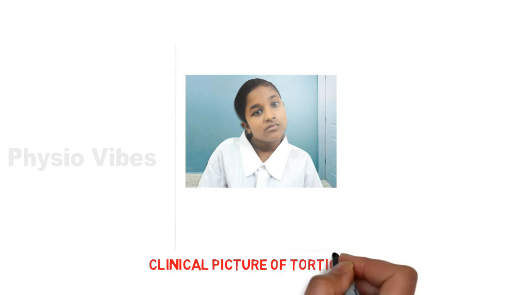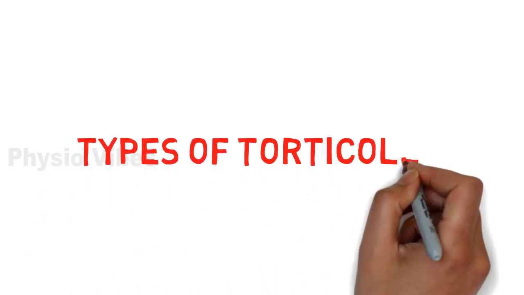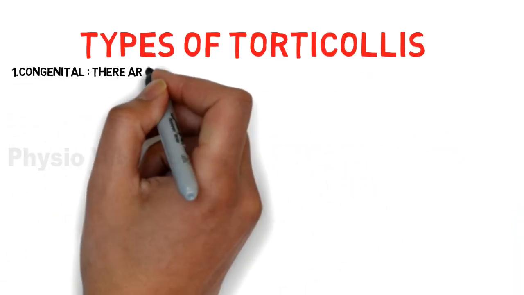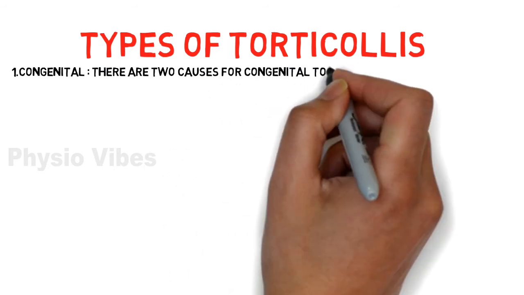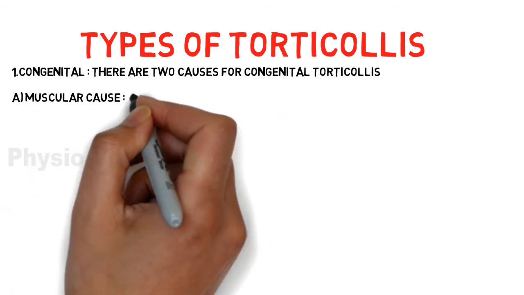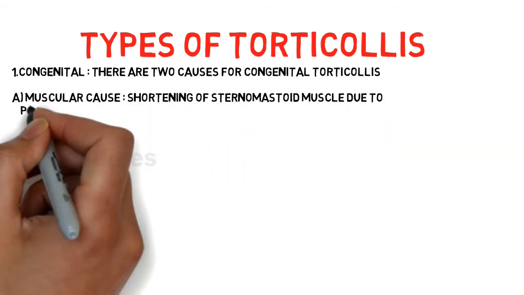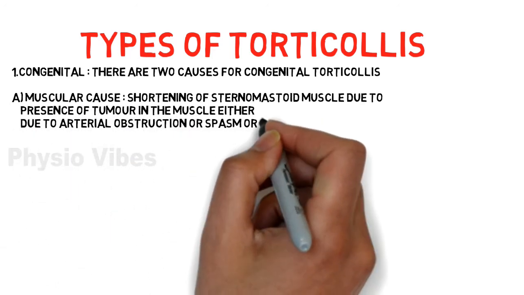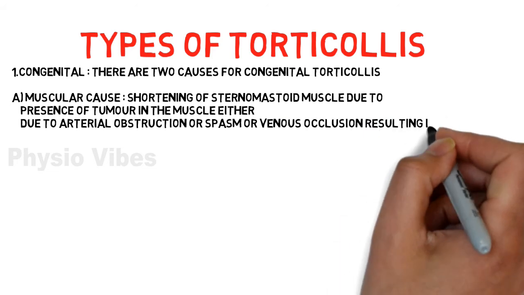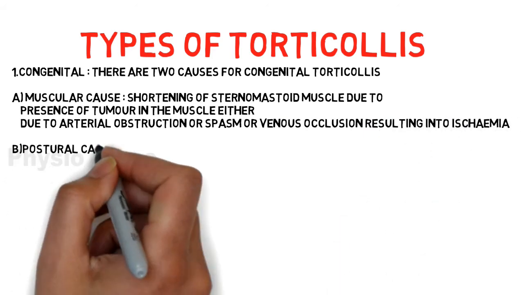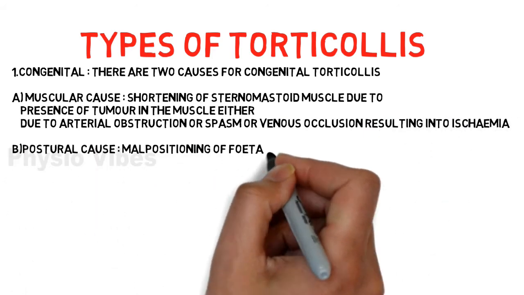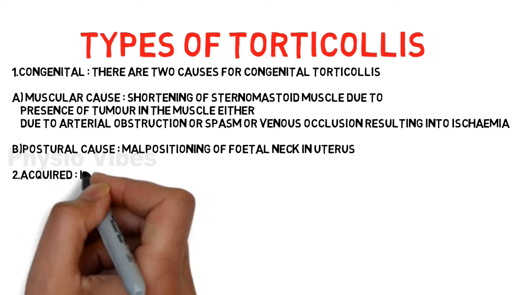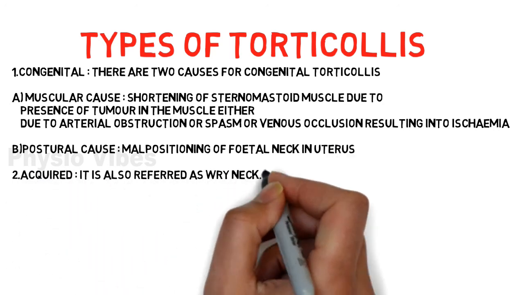Clinical picture of torticollis. Types of torticollis. 1. Congenital. There are two causes for congenital torticollis. A muscular cause: shortening of the sternomastoid muscle due to presence of a tumor in the muscle, either due to arterial obstruction or spasm, or venous occlusion resulting in ischemia. A postural cause: malpositioning of the fetal neck in the uterus.